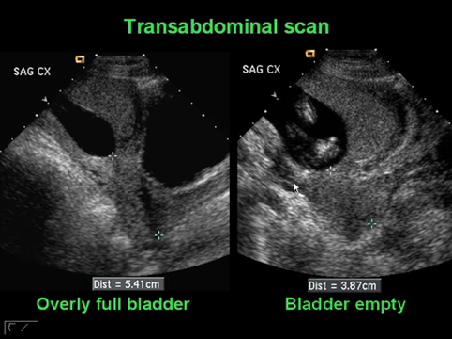When we empty the bladder, now we have a better view of the cervix. We can see the entire length of the cervix. It now measures 3.9 centimeters.